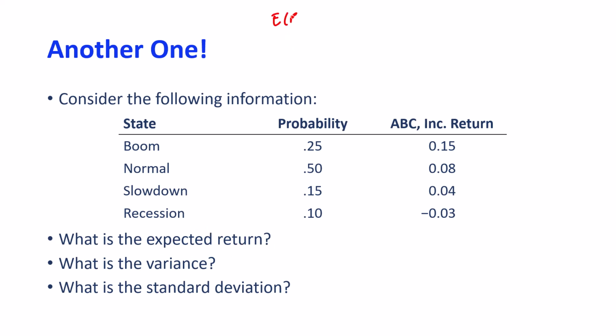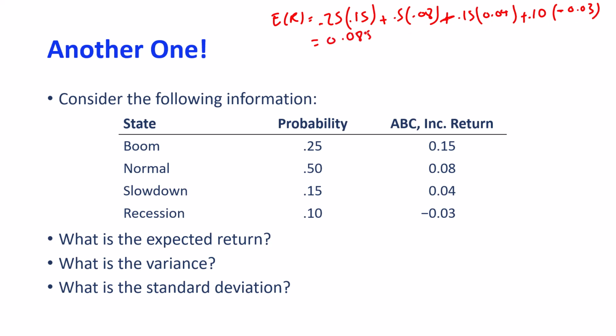So expected return of this stock is going to be the probability of a boom times the return of the boom, plus probability of a normal economy times 8%, plus slowdown, 15% chance of a slowdown times 4%, plus 10% chance of a recession times a loss of 3%. So the expected return in this case is 8.05%. Now that we have the expected return, we can calculate the variance.